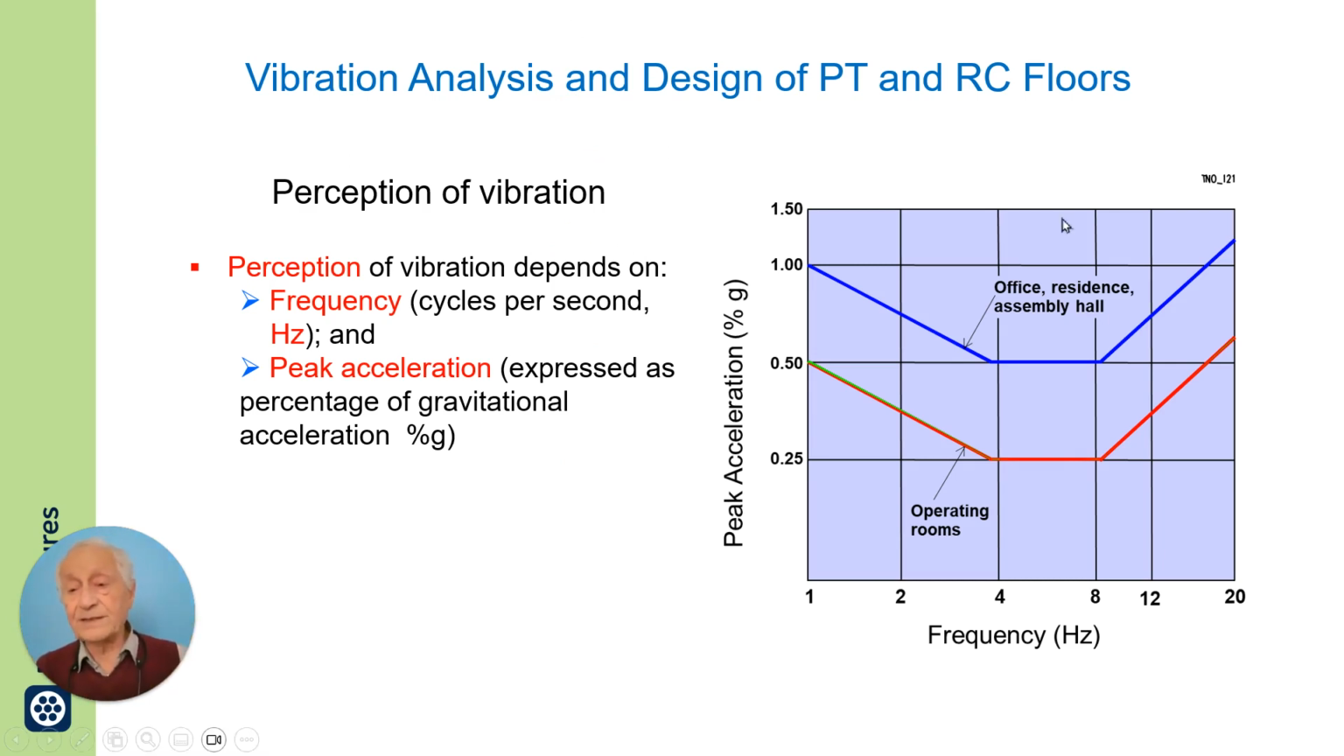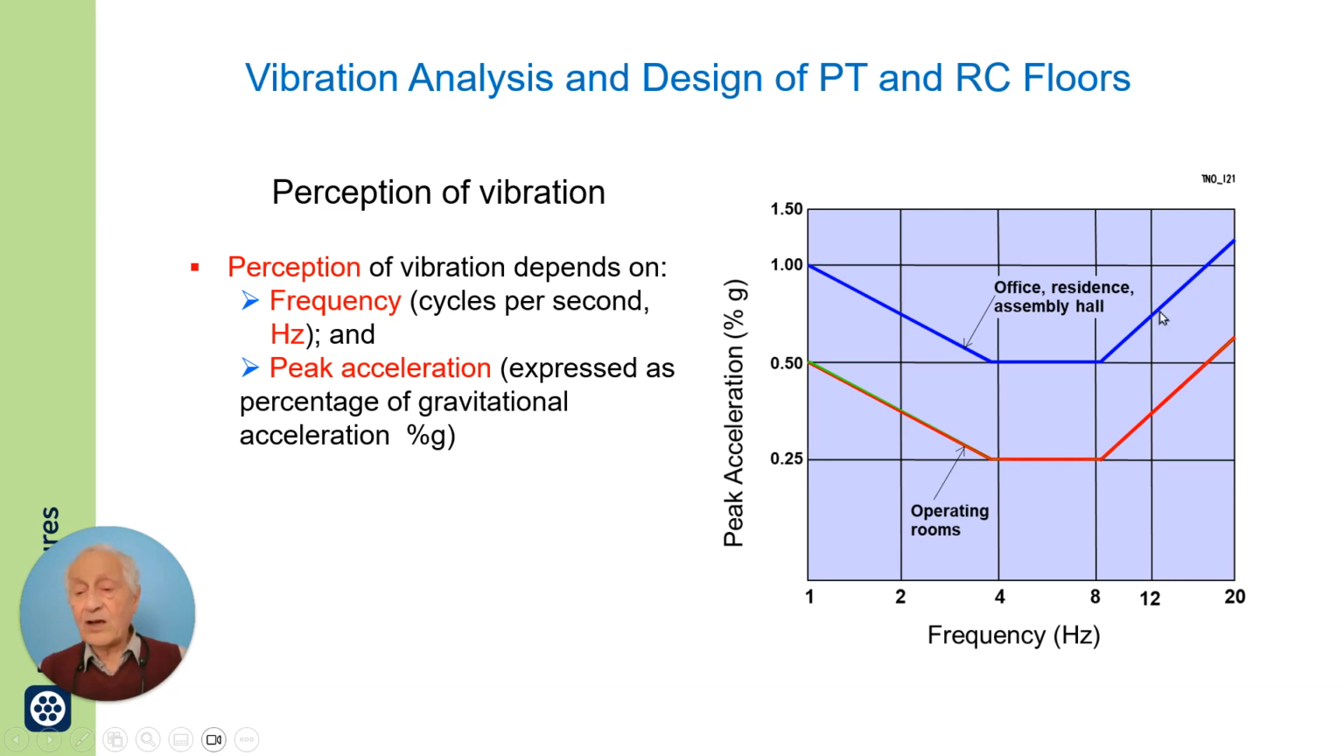Now, this is the chart that is commonly used. In this chart, here you have the peak acceleration as a percentage of gravity, and here you have frequency. That means 4 cycles per second, 8 cycles per second. Here is 0.5 gravitational acceleration. For common residences and offices, this is the chart. If the floor vibrates at 4 cycles per second, then the perception level will be around 0.5 of gravitational.